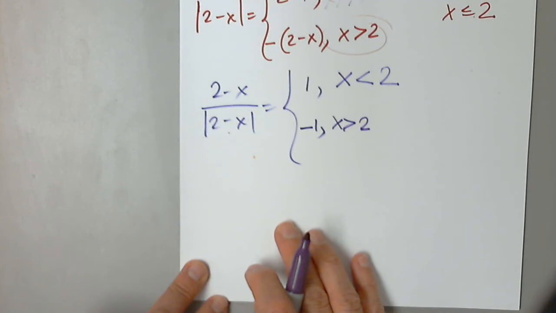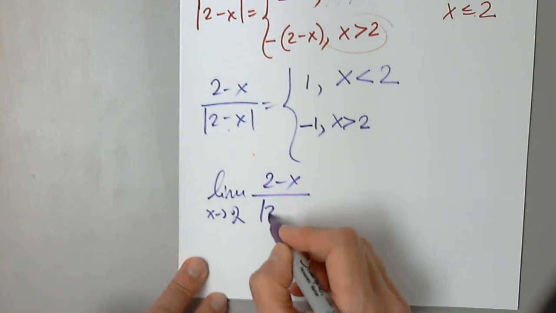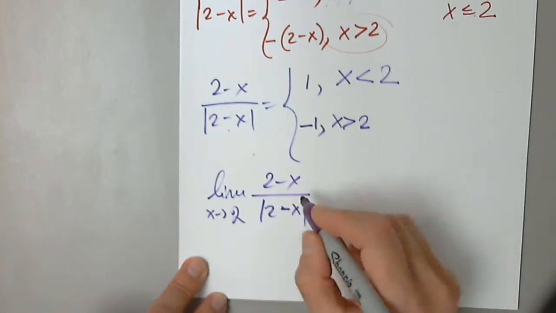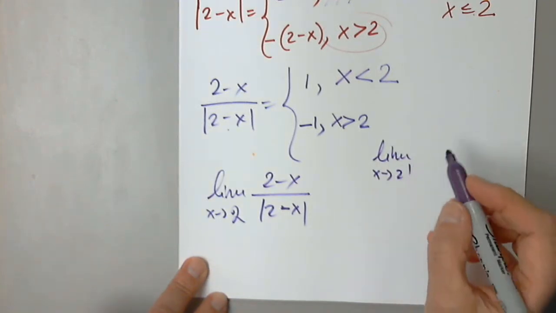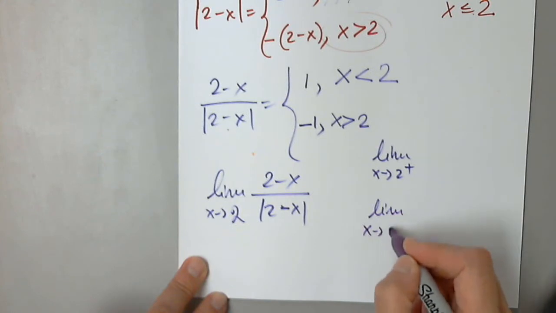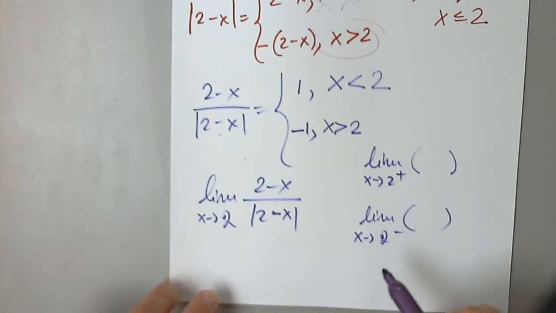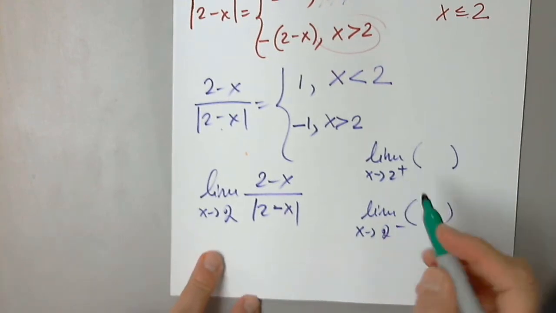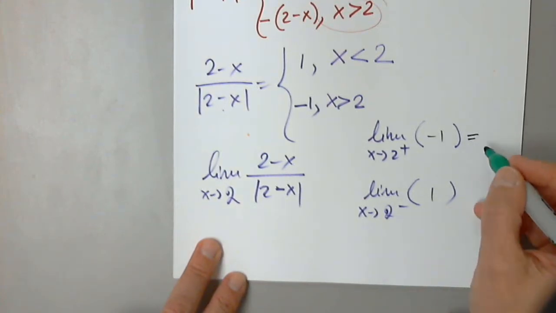Now I go back to answer the question. The question was this. X approaches 2 from either side, 2 minus x over the absolute value of 2 minus x. I don't know how to answer, but because I have to find the limit from the left and the limit from the right. The limit from the right of what? And from which one I determine the limit from the left? -1. Yes, for the first one is indeed -1, and for the second one is 1. So what is this limit?